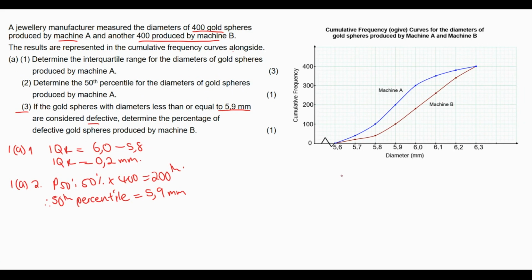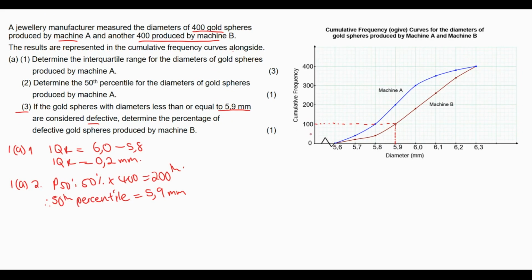Right, we have to understand now the cumulative frequency curves. We were told that if the gold spheres with diameters less than or equal to 5,9, so you come to 5,9 here, and then machine B, and then we read the cumulative frequency here, which is 100. All right, what is the meaning of this?